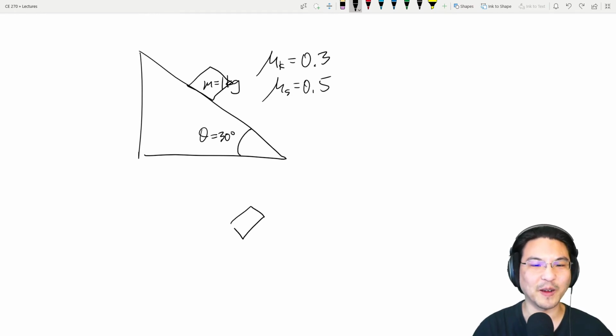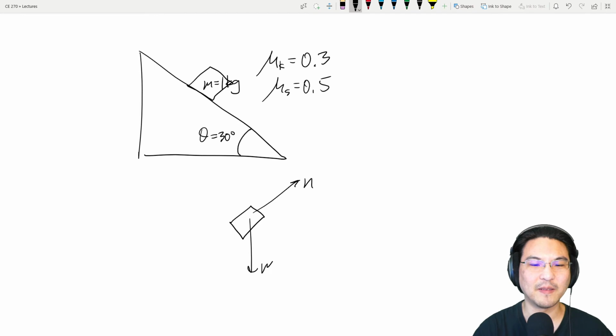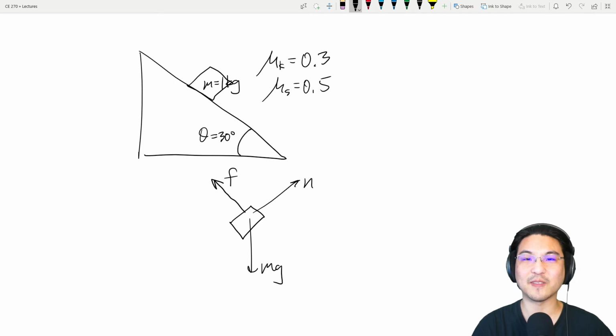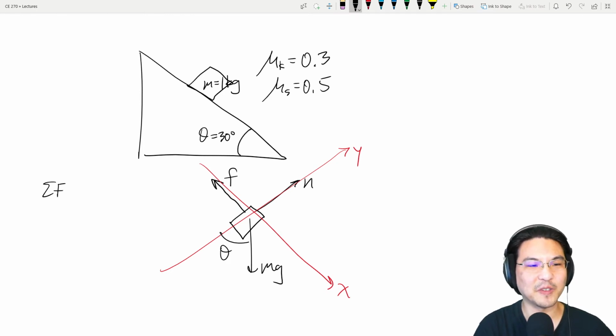Let's draw the free body diagram. So there's the normal force, normal to the ramp, right? It has weight. And then there's friction opposing the motion. I don't know if it's static or kinetic; I'm not sure at this point. So let's use some critical thinking skills. Let me just pick coordinates, and let's sum forces in x and y.